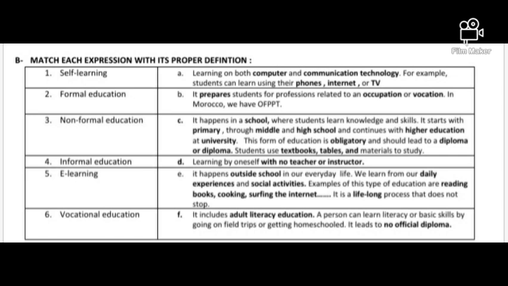C, it happens in a school where students learn knowledge and skills. It starts with primary through middle and high school and continues with higher education at university. This form of education is obligatory and should lead to a diploma or diplomas. Students use textbooks, tables, and materials to study. So this is formal education. Why? Because we have different schools, for example, primary school, middle and high school to university, and we have textbooks, tables, teachers, diploma at the end.